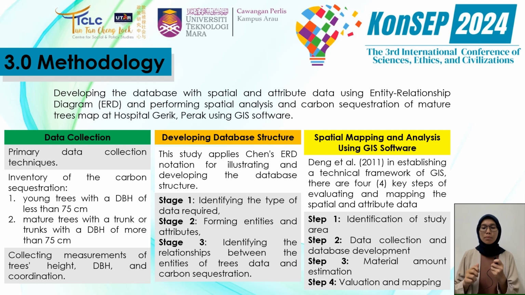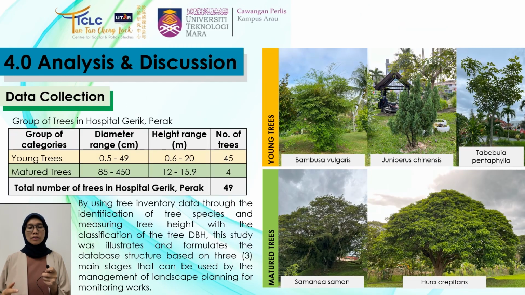Next, the study applies Chen's ERD notation for illustrating and developing the database structure. For spatial mapping and analysis using GIS software, the study referred to Deng 2011 in establishing a technical framework of GIS. The study is only focusing on mapping the carbon sequestration of mature trees. There are 45 of 49 trees considered young trees because the DBH was less than 75 cm, and another 4 trees were considered mature because their DBH was more than 75 cm.